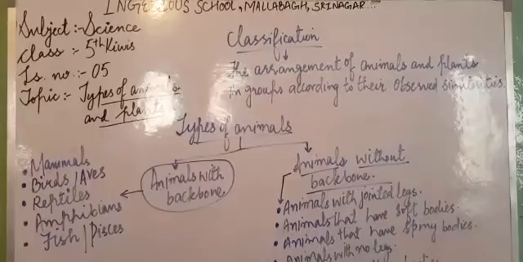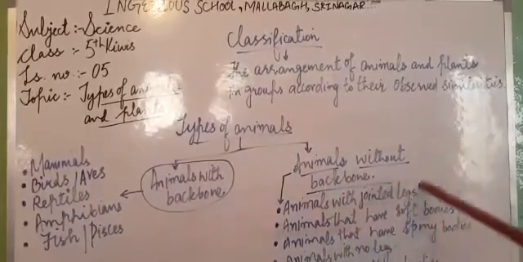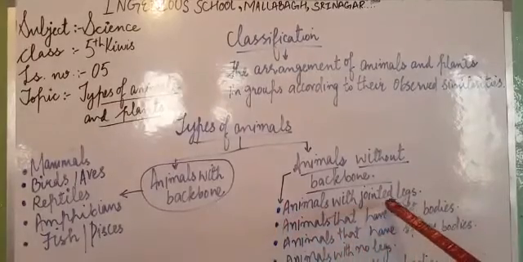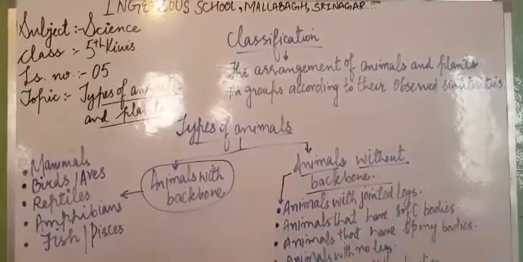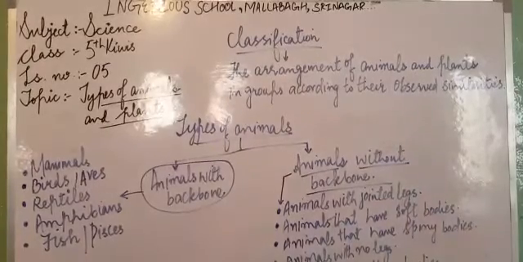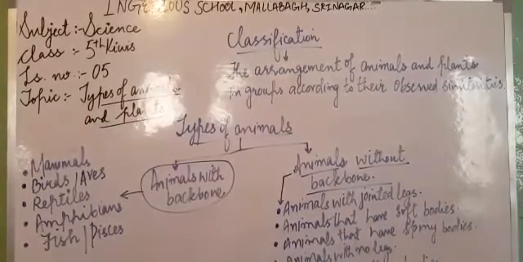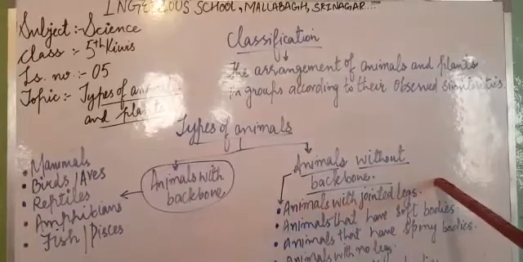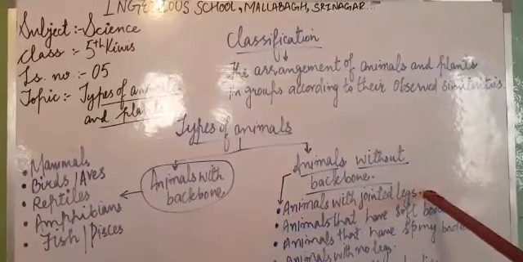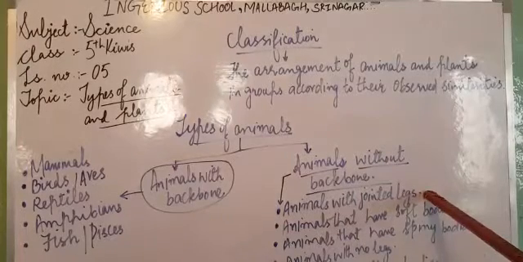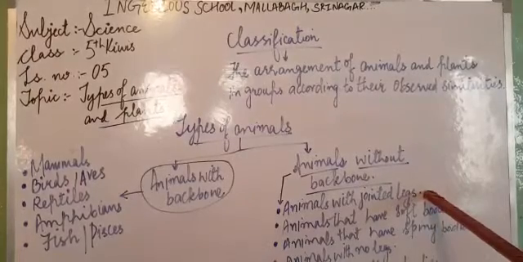Now, the animals without backbones. They are classified into smaller groups based on certain special features, like animals with jointed legs. Animals with jointed legs are the largest group of animals without backbones.